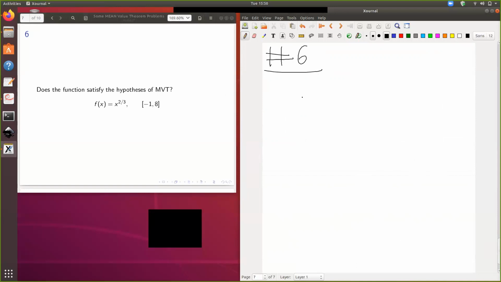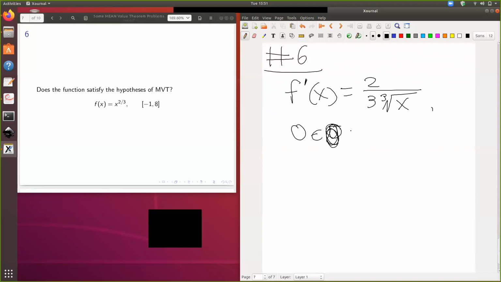All right, number 6. Does this function satisfy the hypothesis of the mean value theorem? The way to check these problems is to take the derivative and see if there are any issues. So f prime of x is going to be 2 over 3 times the cube root of x. That is right, you minus 3 over 3, you get negative thirds. All right, so what's the immediate problem here? We know that the element 0 is inside of -1 to 8.